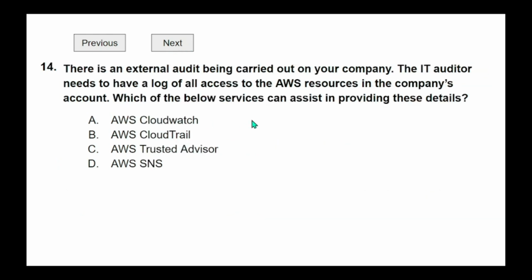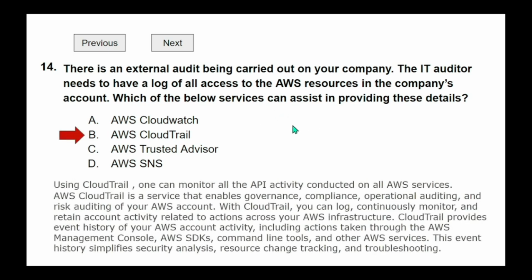Question 14. There's an external audit being carried out in your company. The IT auditor needs to have a log of all access to the AWS resources in a company's account. Which of the below services can assist in providing these details? Option A, AWS CloudWatch. Option B, AWS CloudTrail. Option C, AWS Trusted Advisor. Option D, AWS Simple Notification Service. If you hear of logs that need to be accessed, you hear of maybe an audit that needs to be carried out, then AWS CloudTrail will be our answer.